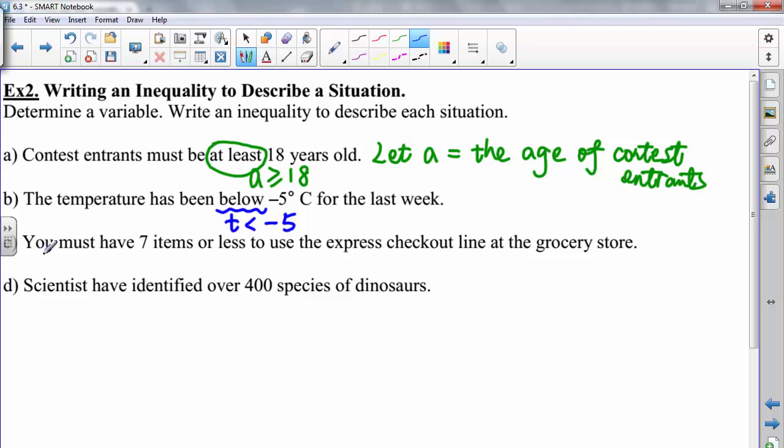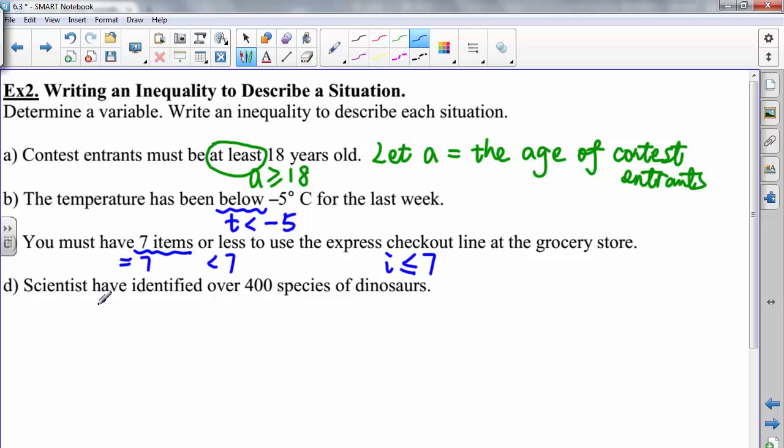Question C. You must have 7 items or less to use the express checkout line at the grocery store. We can see this design in a lot of grocery stores. This one means the items you purchased should be less than or equal to 7.